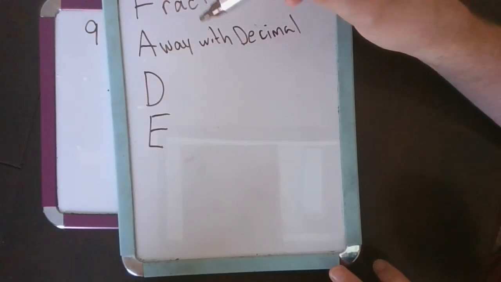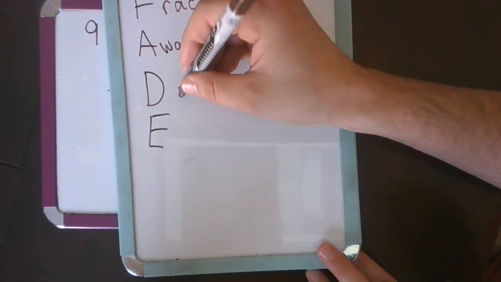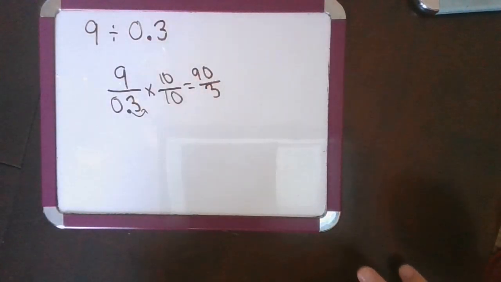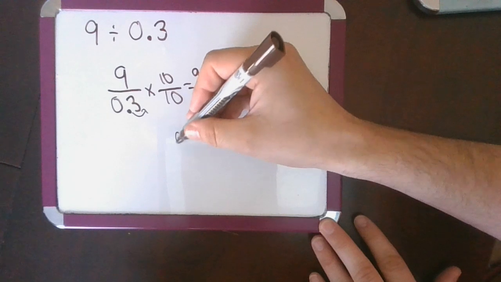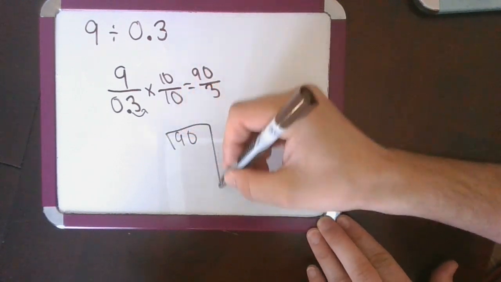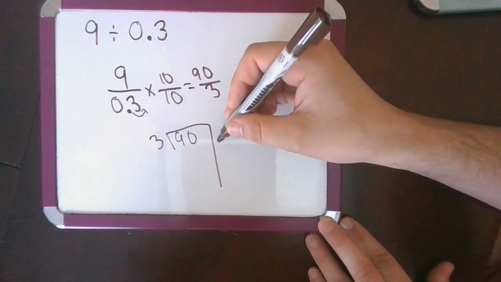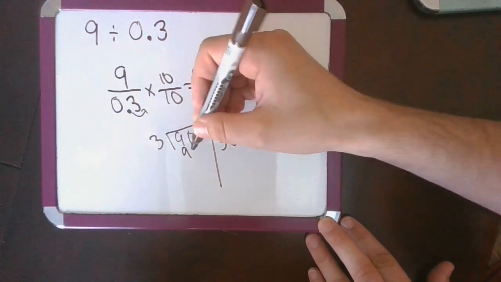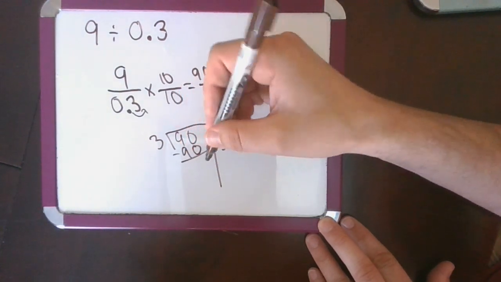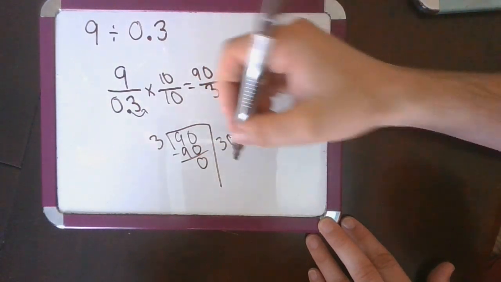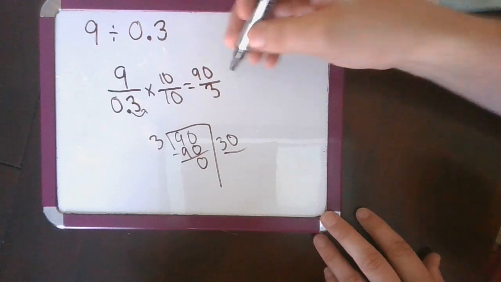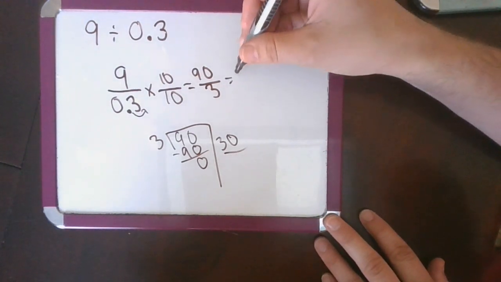So fraction, away with the decimal. Now I actually just divide it. So we've got 90 divided by 3. All right, so 90 being divided by 3. Let's see. I know that 3 times 3 is 9, so 30 times 3 is 90. Nothing left over. That's my end answer. So I know that I have 30.